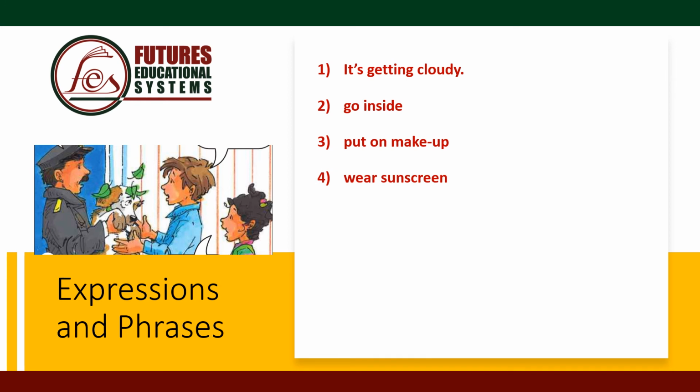Number 4, wear sunscreen. If you sit in the sun, you need to wear sunscreen in order to avoid getting a sunburn. Number 5, get a sunburn. So if you don't wear sunscreen, you get a sunburn. Eat a fish.